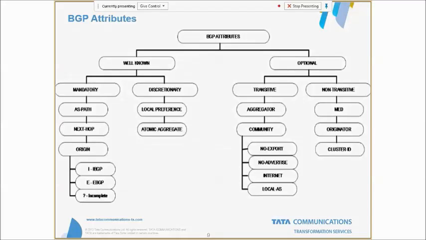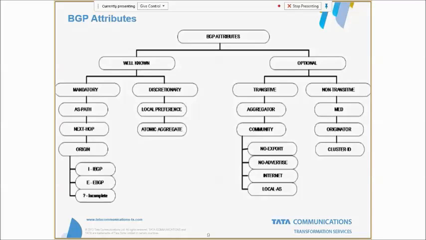Next is the BGP attributes. Before going for the BGP attributes, I just want to take a quick glimpse about attributes. In the IGP world, we use metrics to find the best path between source and destination, while multiple paths exist. In the BGP world, we term metrics as path attributes.